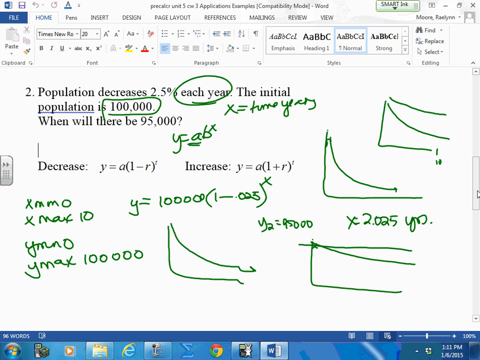So remember, if my population was increasing, I would be 100,000 times 1 plus 0.025. And now my graph would go the other way. I'd be way up here. So your Y max can't be 100,000. That's where it's going to begin. Your Y max is going to have to be like 300,000 because you're increasing. But draw a sketch of your problem and see if you can come up with your windows from that. If not, put it in your calculator, go to your table. Use your table to help you make your window.